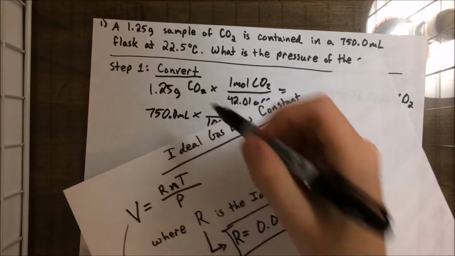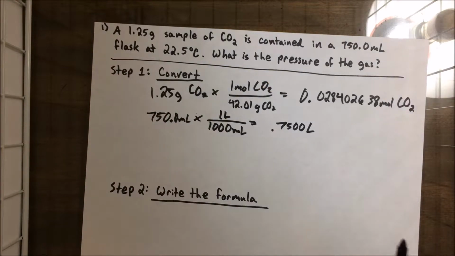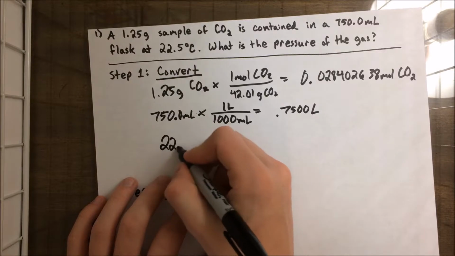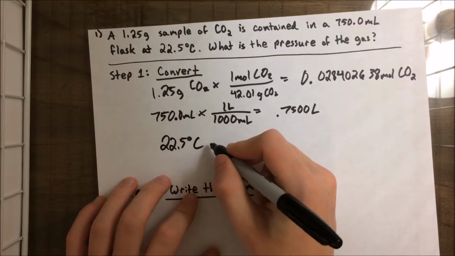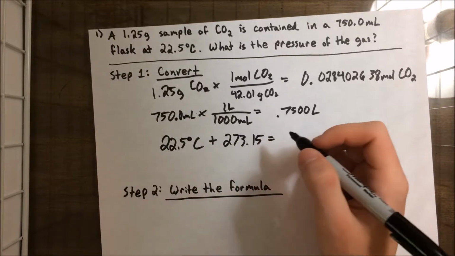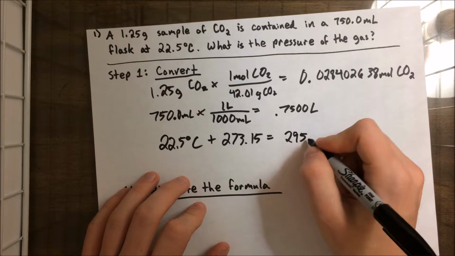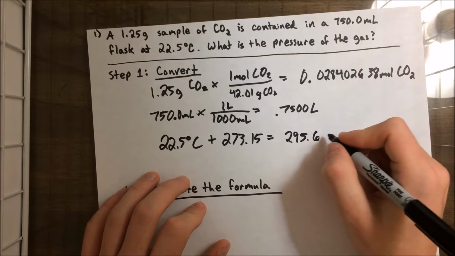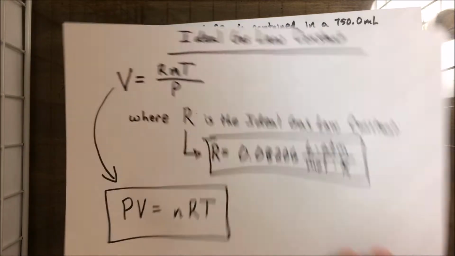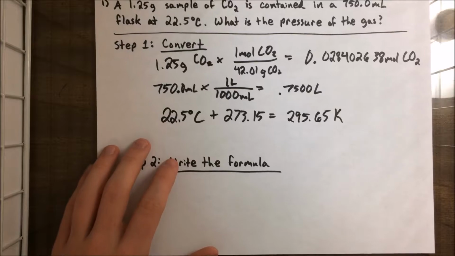And then moles, and we have to have moles, so we had to convert the grams. And then we also have to convert the 22.5 degrees Celsius into Kelvin. So 22.5 plus 273.15 equals 295.65 Kelvin. And again, we had to convert into Kelvin because of the ideal gas law constant.